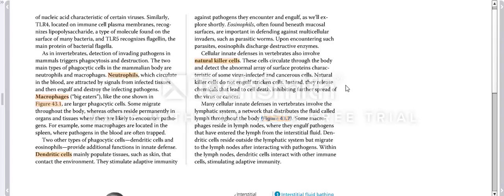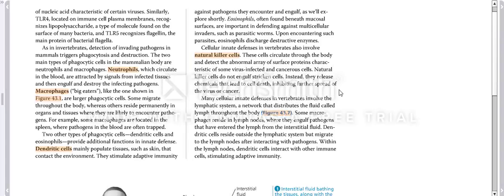Another type of cell important to innate immunity that is not phagocytic is the natural killer cells. So these are white blood cells that can kill tumor cells and virus-infected cells as part of innate immunity. But instead of engulfing the cell like a phagocyte would, they release chemicals that lead to the death of the pathogen and inhibit the spread of the virus or the cancer.